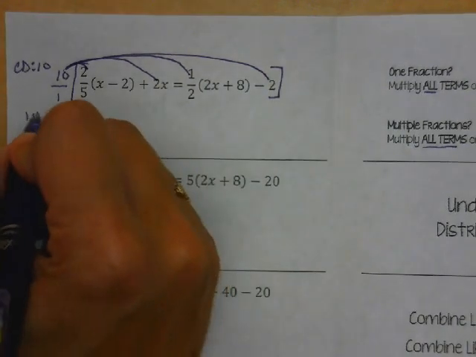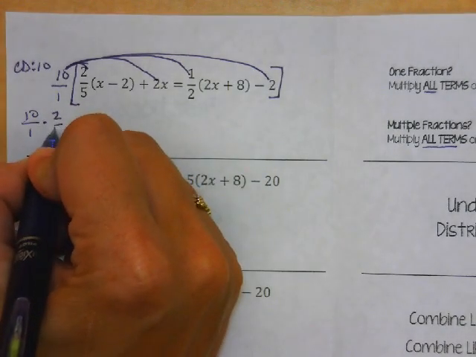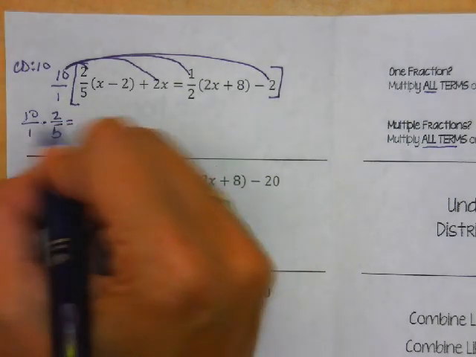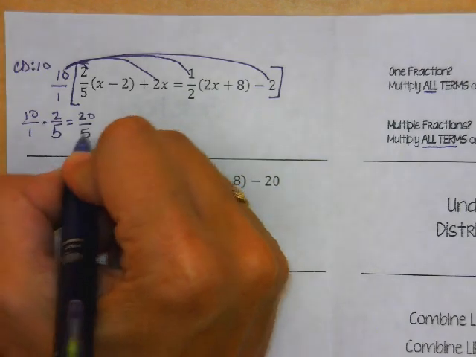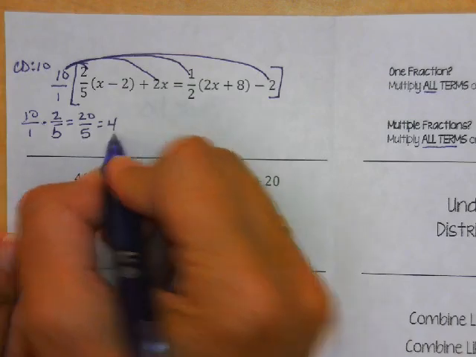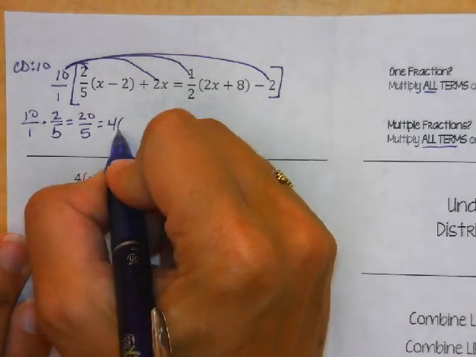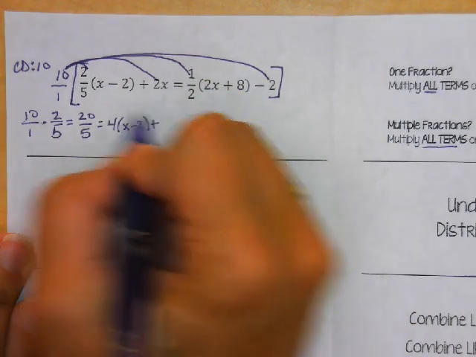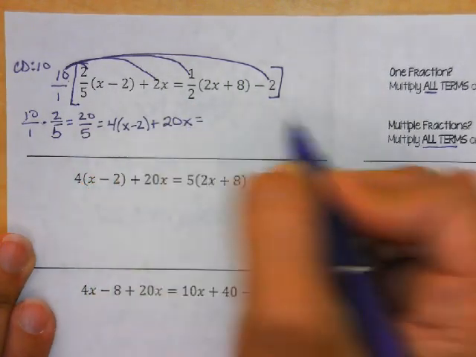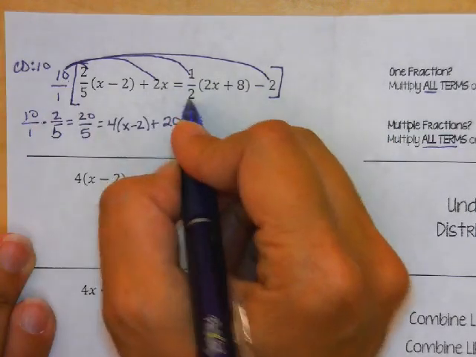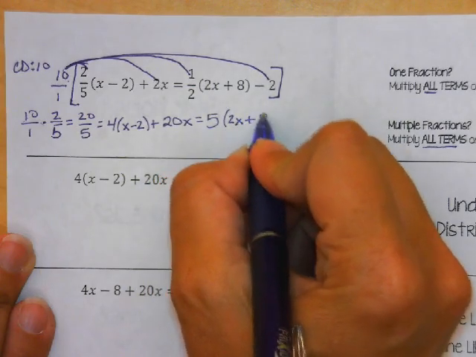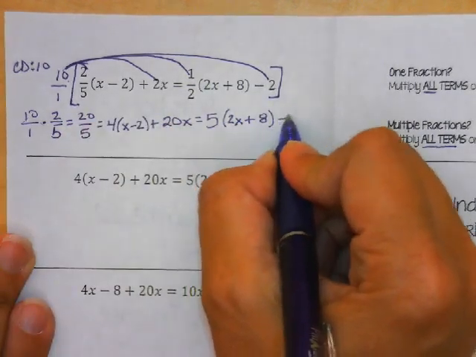So if I come over here and I say 10 over 1 times 2 over 5, I can cross reduce, or if you're not comfortable with that, top times top, bottom times bottom. So 10 times 2 is 20, 1 times 5 is 5, so this becomes 4. And then I still have my x minus 2 plus 10 times 2x is 20x equals 10 times 1/2, well, half of 10 is 5, leave the parentheses, and 10 times a negative 2 is a negative 20.